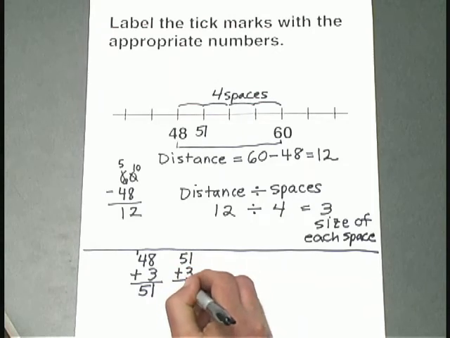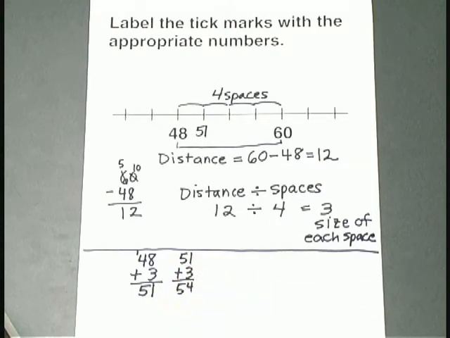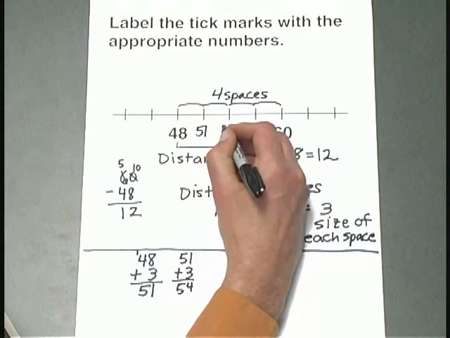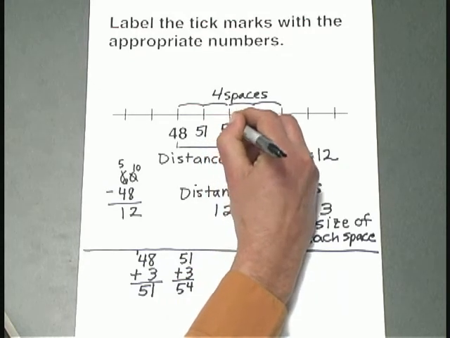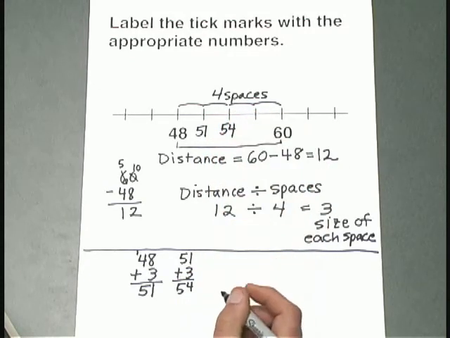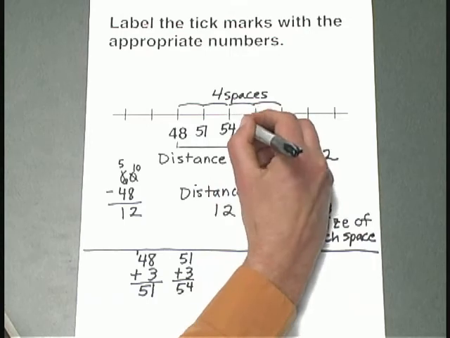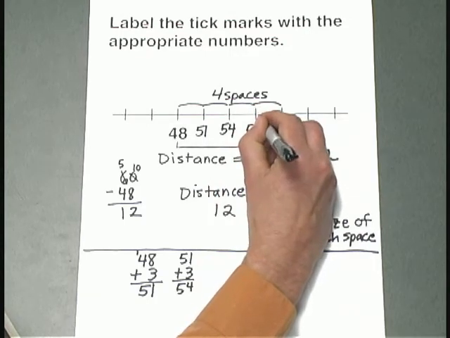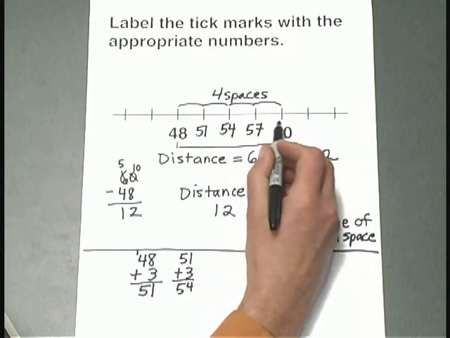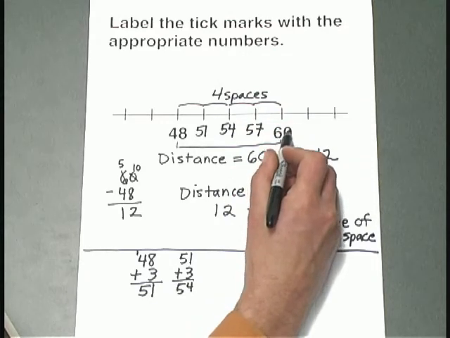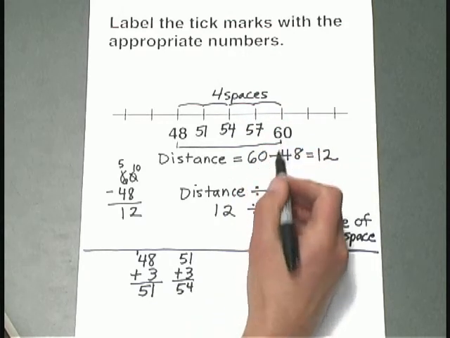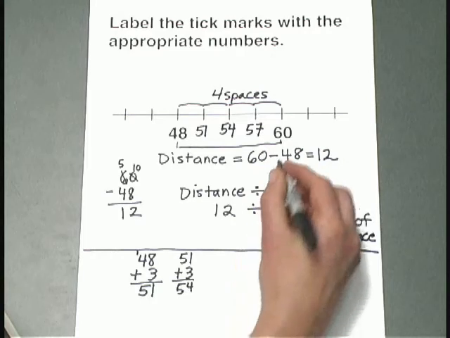Then I take 51 and add on 3 more. 51 plus 3 is going to be 54. So just to the right of the 51, I write 54. Now I add 3 more on, and this I'll do in my head. 54 plus 3 is 57. 57 plus 3 is 60. Notice we land right on the 60 that's already there.